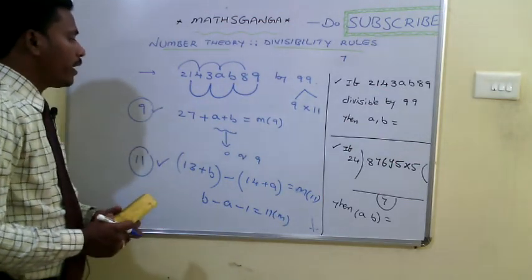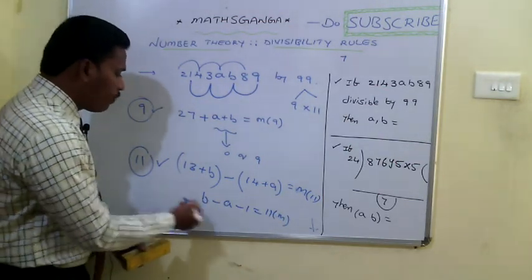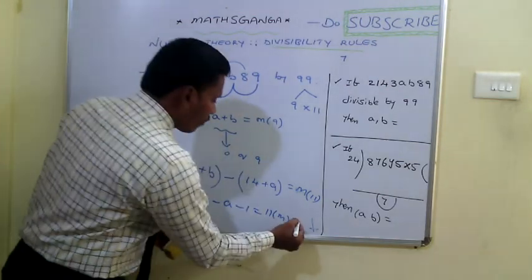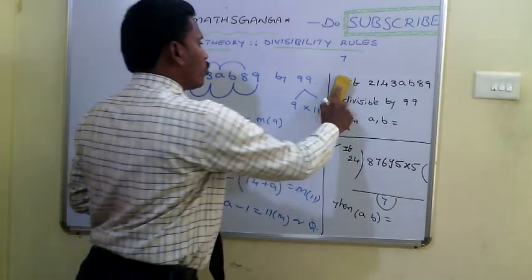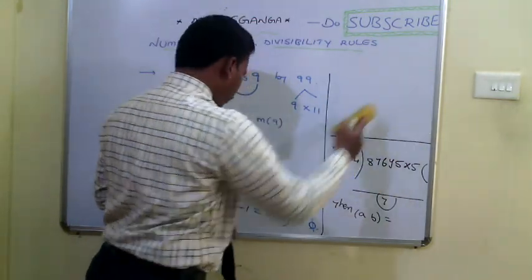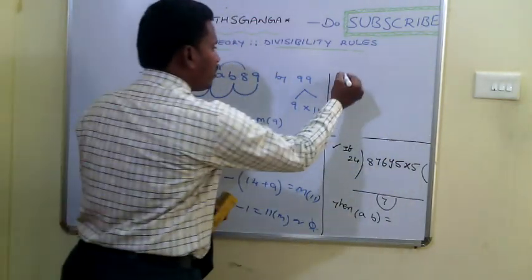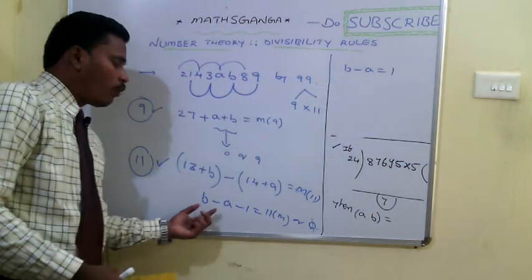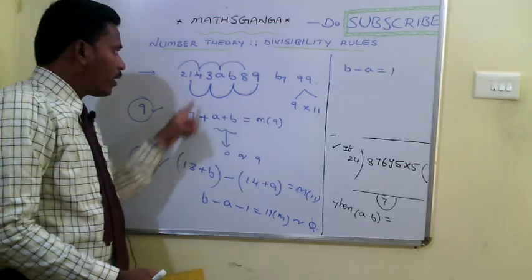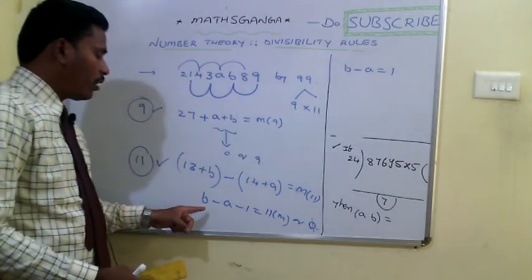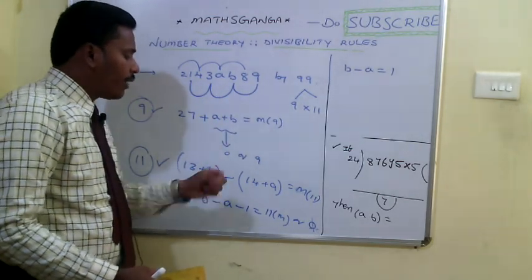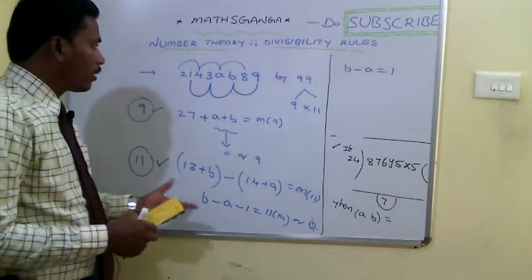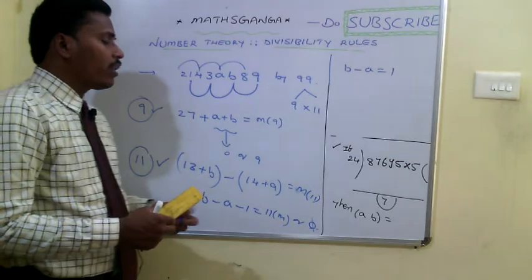What is the value of B minus A? Since the difference is a multiple of 11 or maybe 0 also, how can we write B minus A? If B minus A is 1, then 1 minus 1 is 0, so the given number is divisible by 11. In the same way, B minus A minus 1 is a multiple of 11 whenever possible. A and B are digits, so we can't go for negative numbers.